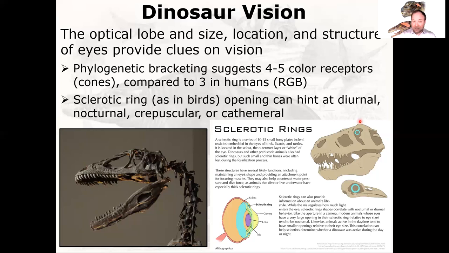Again, you can see the T-Rex eye, not this hole. That's where the sinuses go. The two openings behind the eye, and then the eye itself, the optical opening.